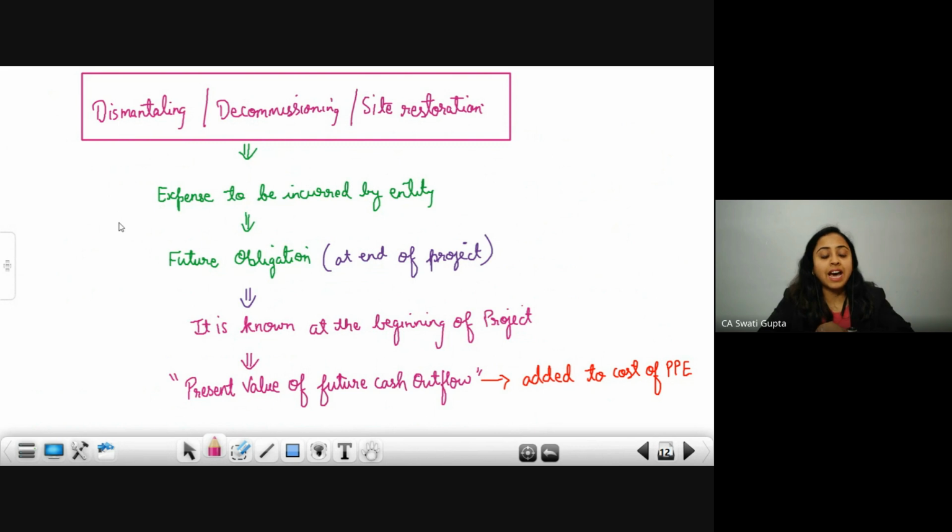Okay. And how do you calculate a provision? You will be calculating using present value factor. I'll tell you when the question comes up how to calculate present value. But right now, please understand, you have to record the dismantle and site restoration provision at present value. Okay. Please raise hand in case of doubt.